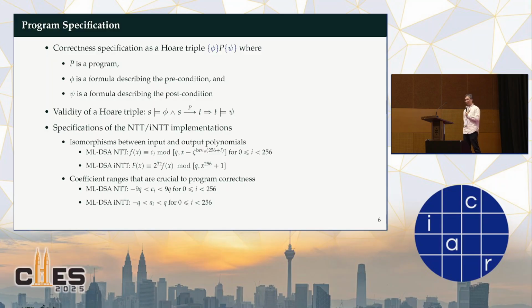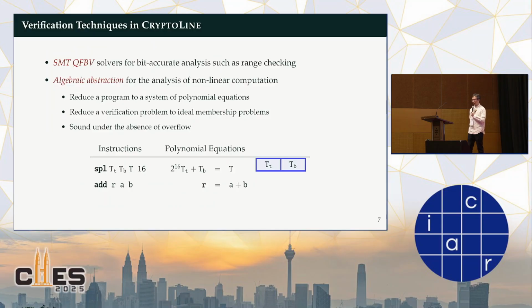Now we have specified the NTT implementations, and we can use CryptoLine to verify those specifications. CryptoLine applies two verification techniques to verify a Hoare triple. The first one is SMT, which is used for bit-accurate analysis, such as range checking. The second one is algebraic abstraction, which is used for the analysis of nonlinear computation.